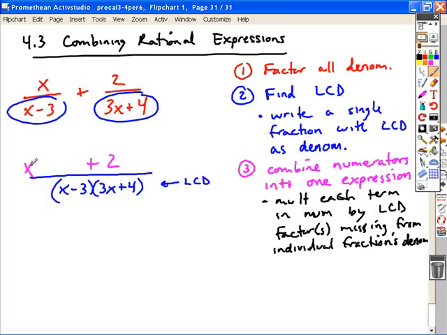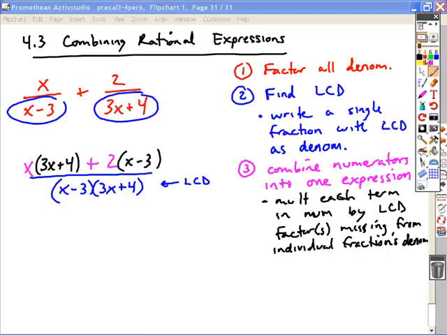Okay, so here's what I mean by this. We take the original numerator and we multiply it by what LCD factor, so which of these two factors was missing from this original fraction's denominator? It's missing the 3x plus 4. Okay, plus 2, the next fraction's numerator, times what factor, which LCD factor was missing from this fraction's denominator? Okay, and so this is how you can combine these into one single expression. And now you just simplify.